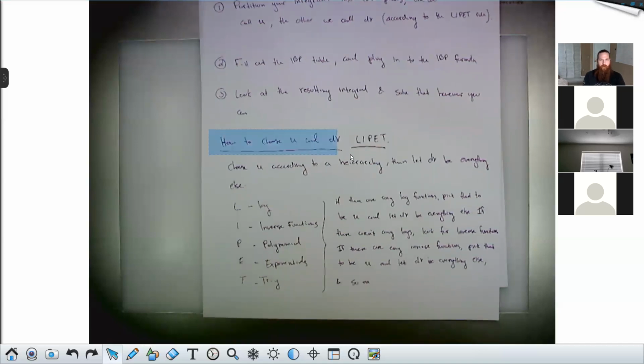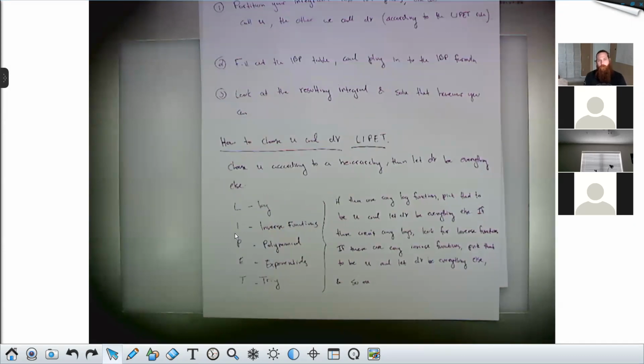And then the way we choose u and dv is according to this LIPET rule. If you come down this list in order, looking for these things, if you have any logs, then you should let u be the log function and let dv be everything else. If there are not any log functions, then you start looking for inverse functions. If there are any inverse functions, you let u be the inverse function and let dv be everything else.